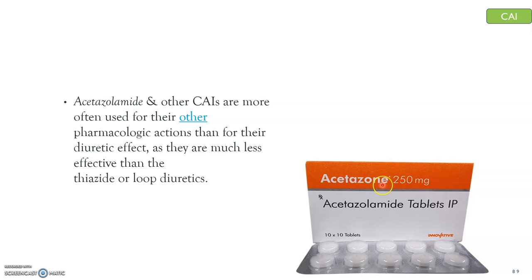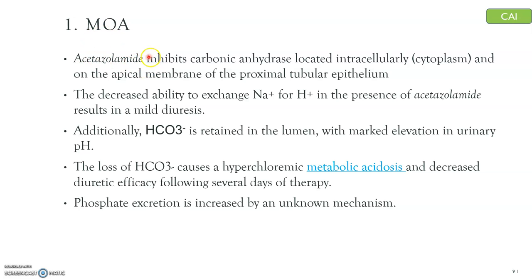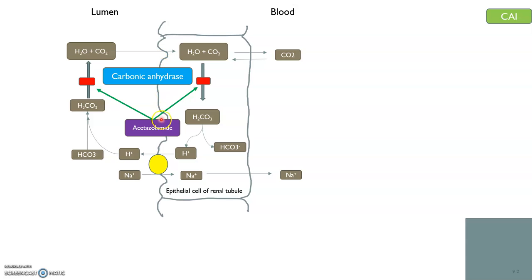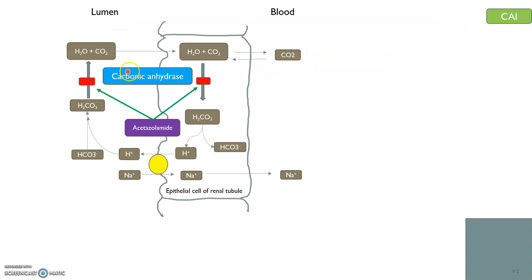So acetazolamide is mainly used for other purposes. This is not a really important drug for this topic of diuretics. Basically the mechanism of action is that it inhibits carbonic anhydrase, which is located intracellularly, in the cytoplasm, and also on the apical membrane of the proximal tubular epithelium. So this is the lumen, and this is blood, and this is the epithelial cell of the renal tubule.